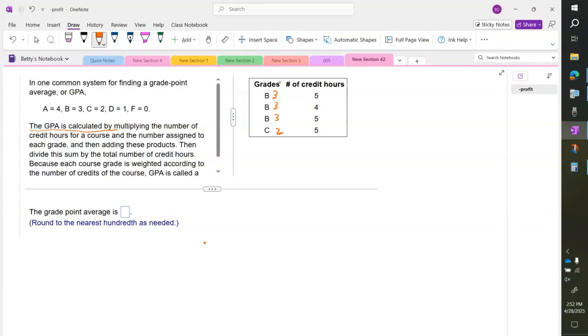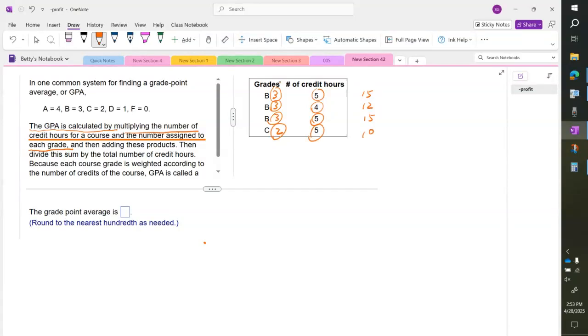The GPA is calculated by multiplying the number of credit hours for a course and the number assigned to each grade. Okay? Multiply 3 by 5, 15. Multiply 3 by 4, 12. Multiply 3 by 5, 15. Multiply 2 by 5, 10.